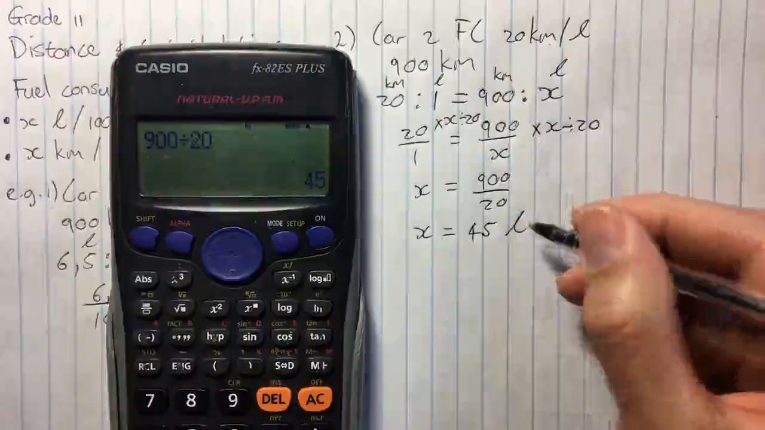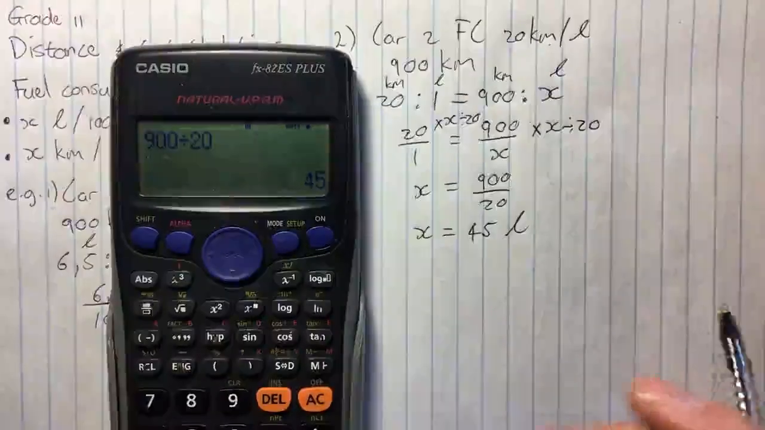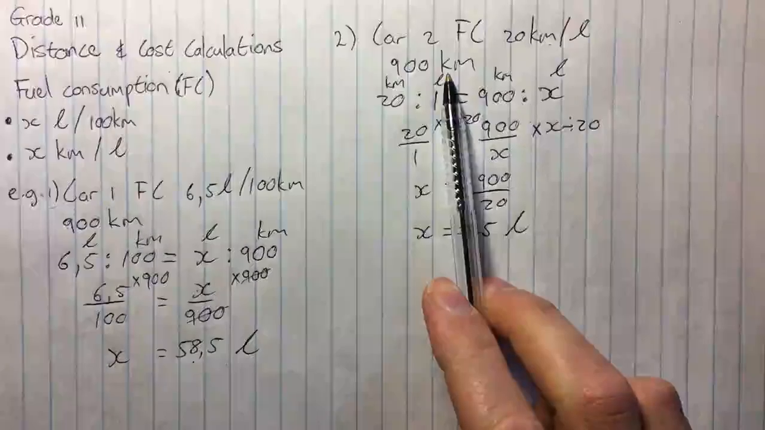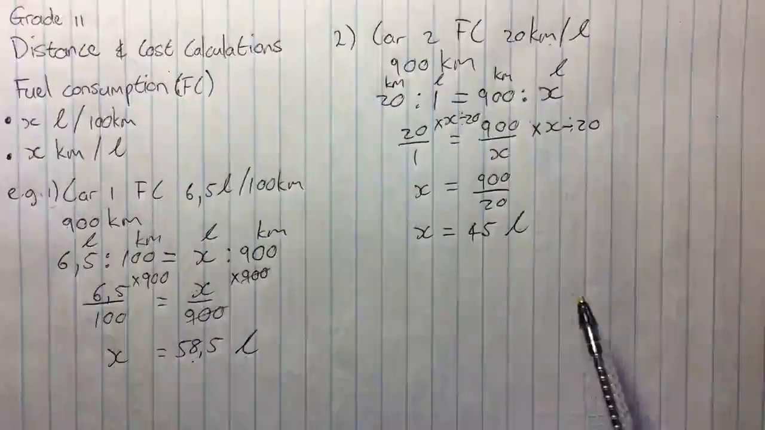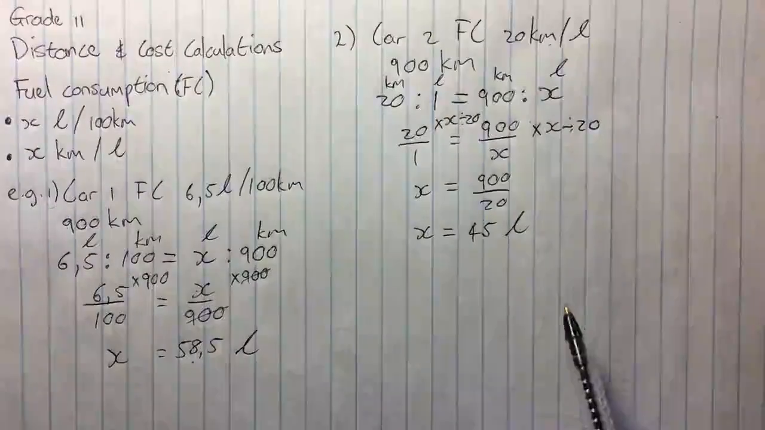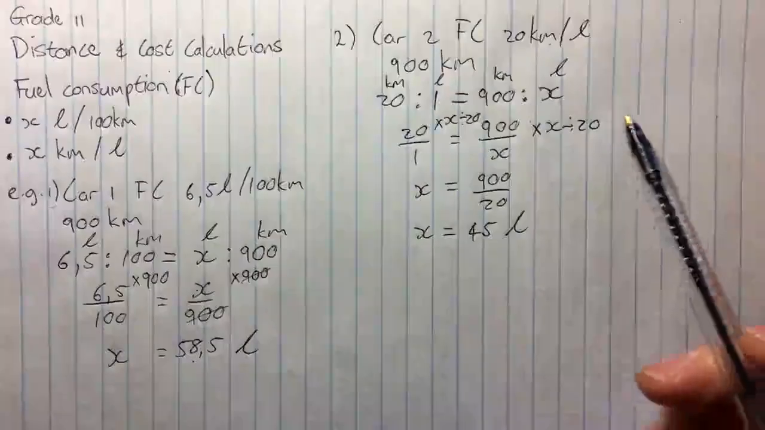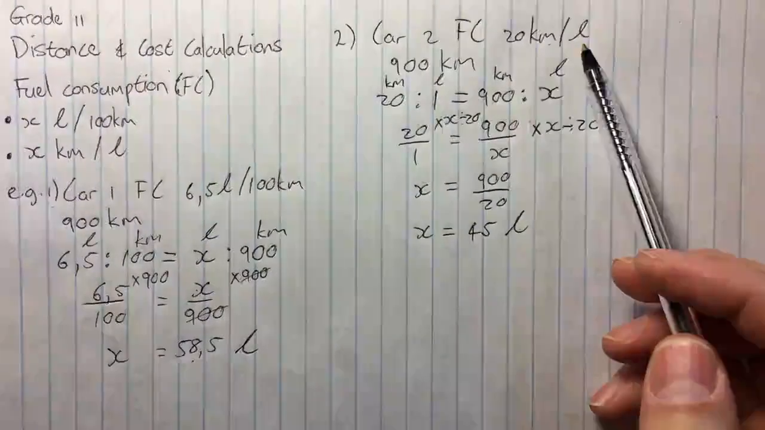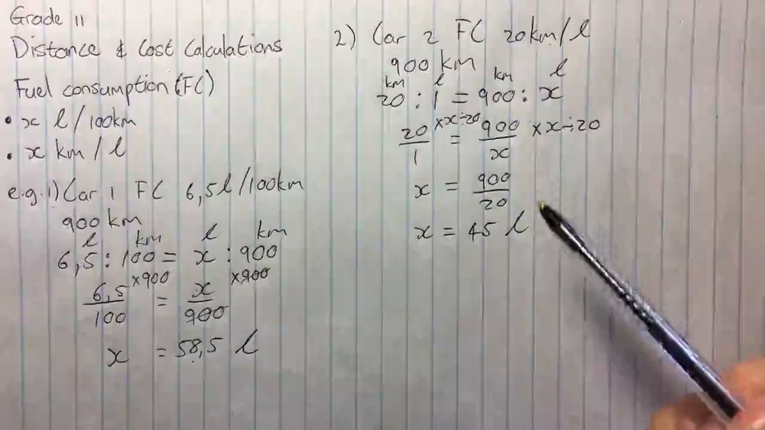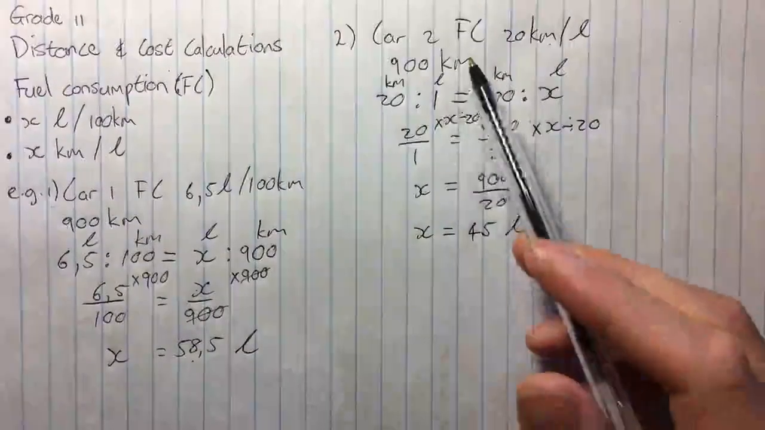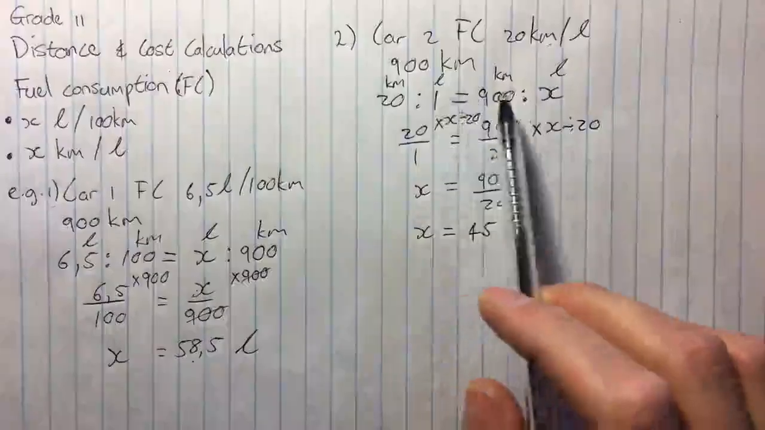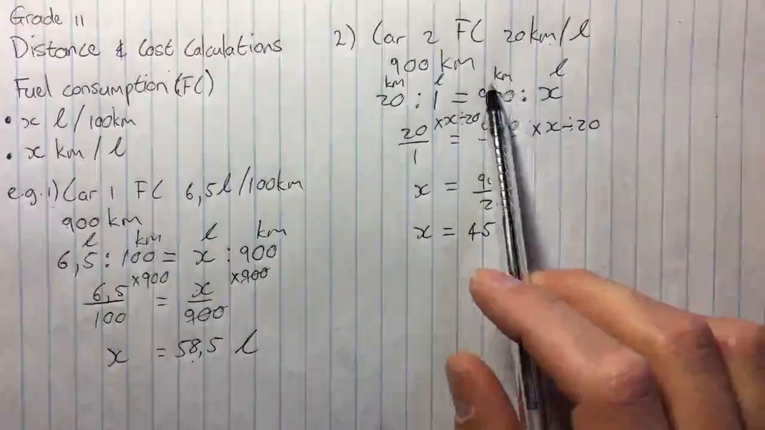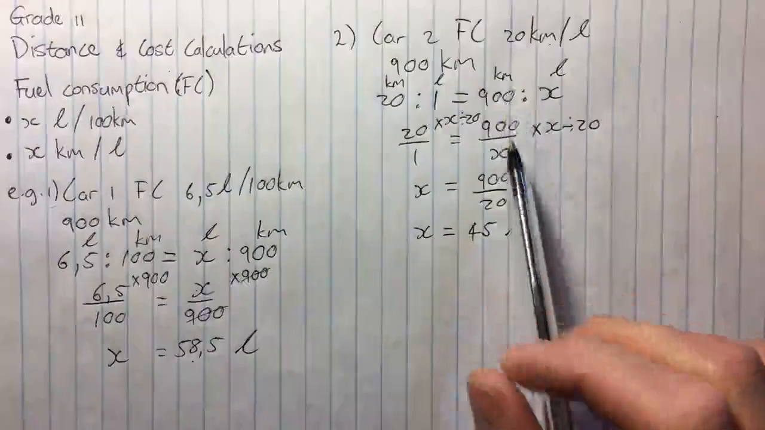So it's 45 liters that car 2 uses to drive the 900 kilometers. All right. Okay, so that's the way that we calculate the amount of liters. You do it exactly the same way if you have to calculate kilometers. Okay, if I said the fuel consumption is 20 kilometers per liter, and you have, for example, 50 liters in the tank, how many kilometers can you drive? Then you also put this in a proportion, and you just calculate the unknown. Right, in that case, the unknown would have been amount of kilometers.